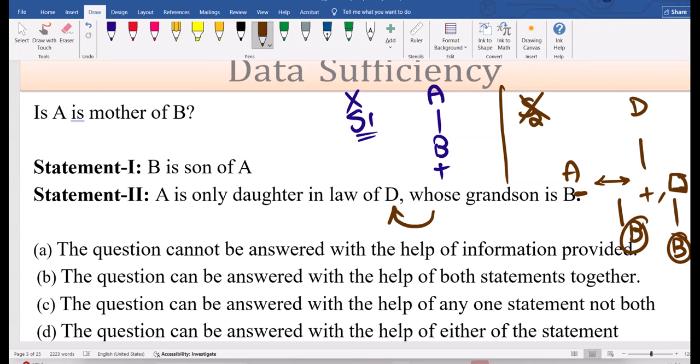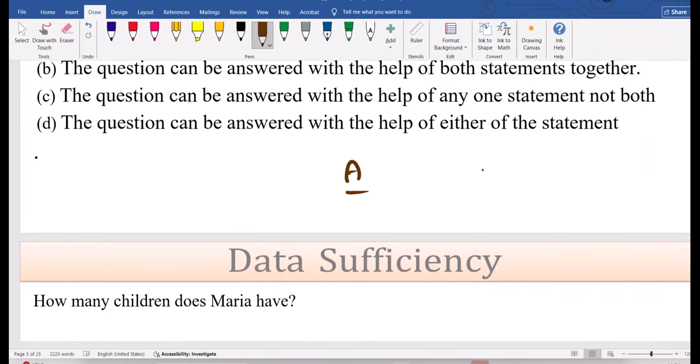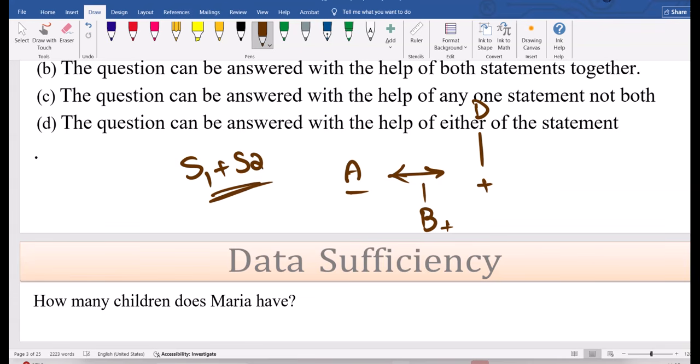But when we put them together, we know B is the child of A, the son of A, then we can answer. Is A the mother of B? Yes, I can answer, because you can see A is female from this, right? And we know B is the son of A, A is the daughter-in-law of D, B is the grandson of D. Put together, both statements together, we can use this.